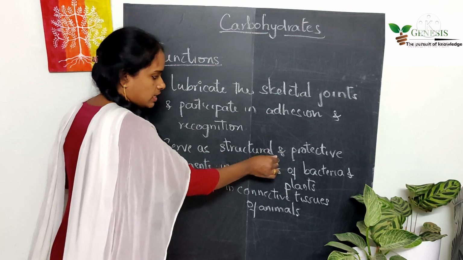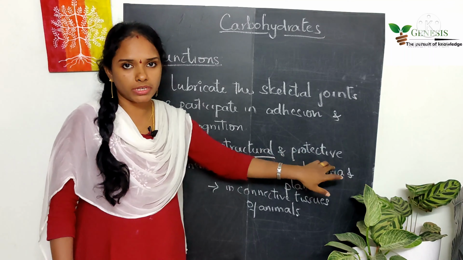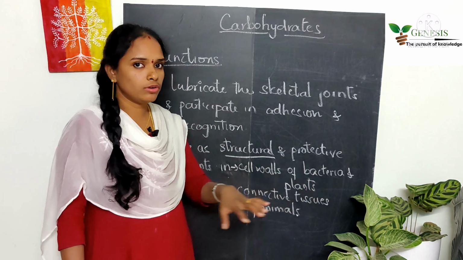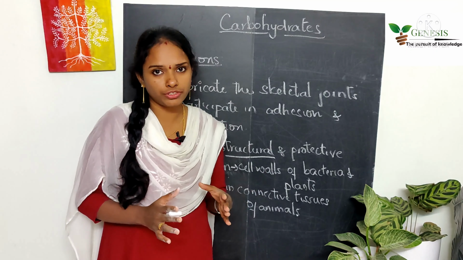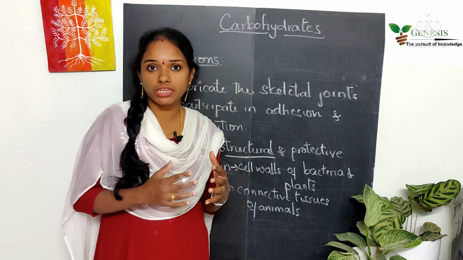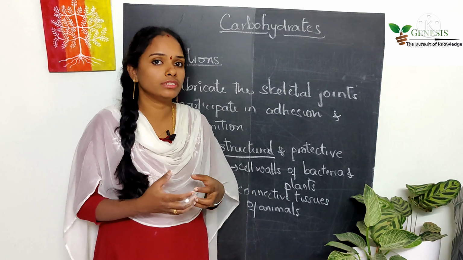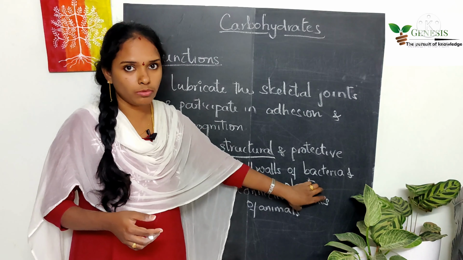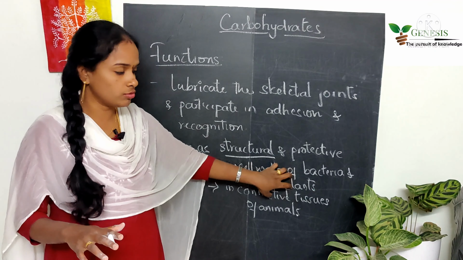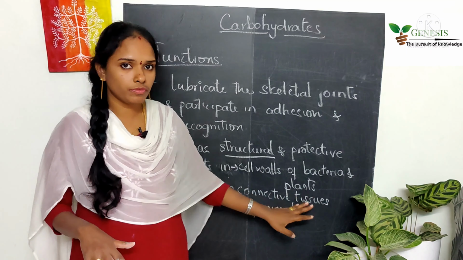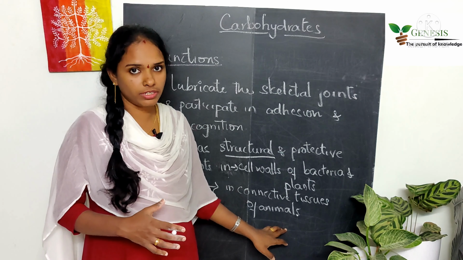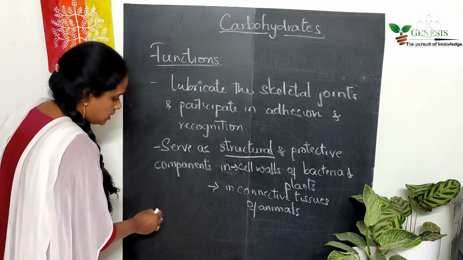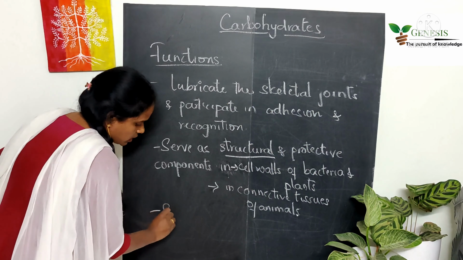So carbohydrates act as the structural elements and also the protective elements in the cell walls of bacteria and plants. We all know in plants, cellulose is the most important structural component, and cellulose is also the most abundant compound in the biosphere. So in the form of cellulose in the plant cell walls, carbohydrates play a very important role. Along with that, even in the connective tissues of animals, we can see carbohydrates as the main structural components.